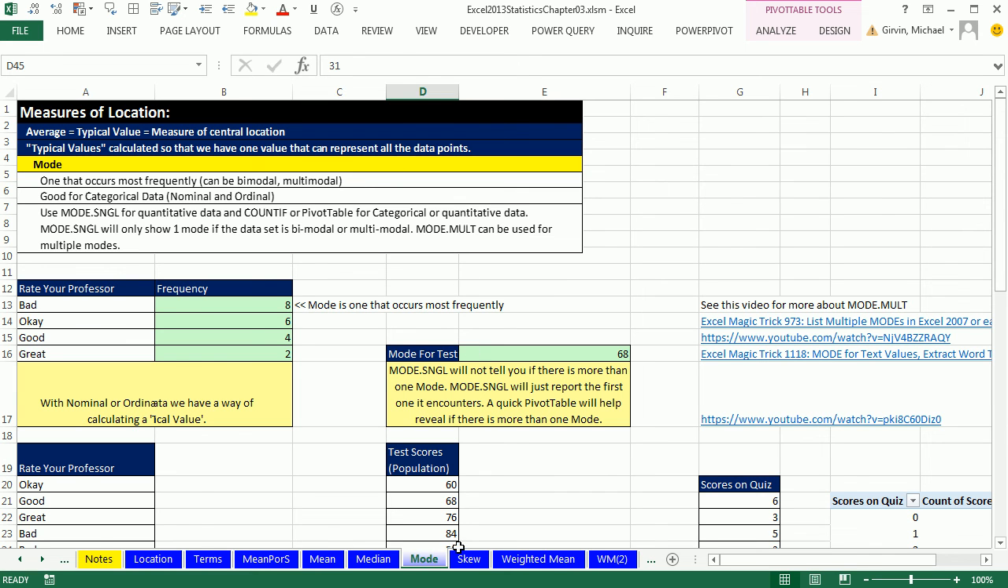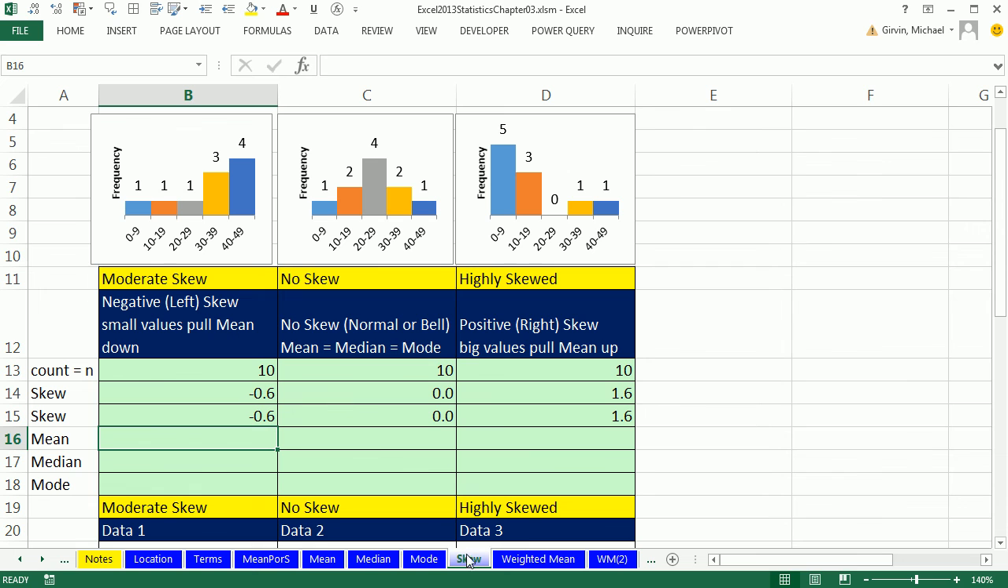Now, one other thing, we want to go over to the sheet called skew and talk about the relationship between mean, median, and mode, and it has to do with skew. Later in a video in this chapter, we'll calculate skew. But we've already talked about skew, right? When we did histograms last chapter, chapter 2, we talked about skew to the left or negative. And we even talked about why, right? There's a few small values pulling the mean down. So the mean should be lower than the highest frequency, which would be the mode, right?